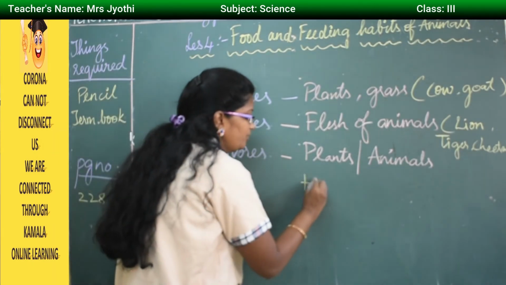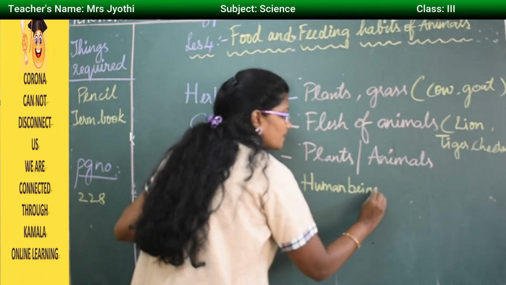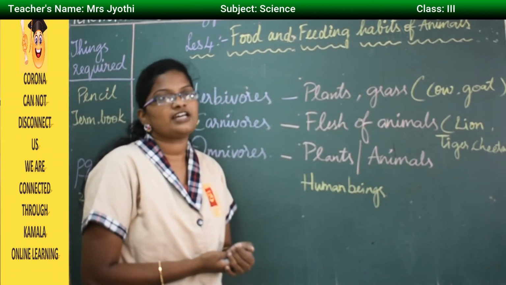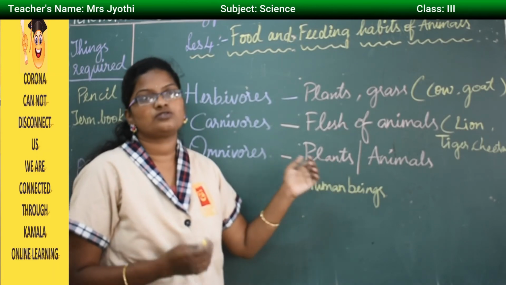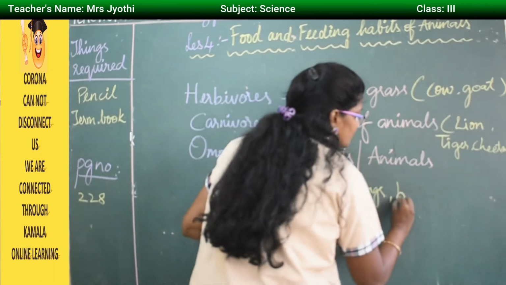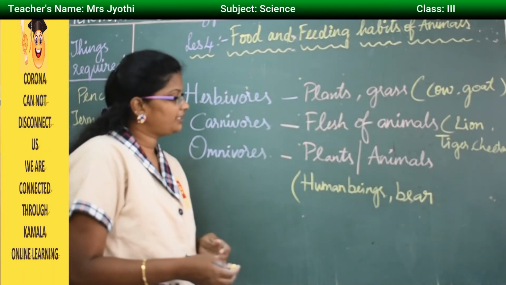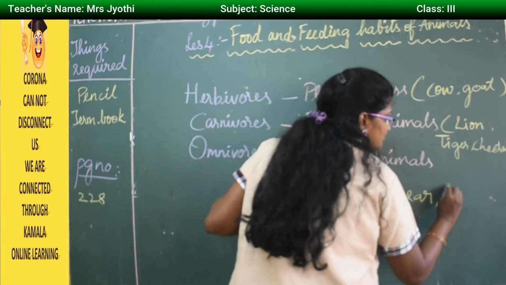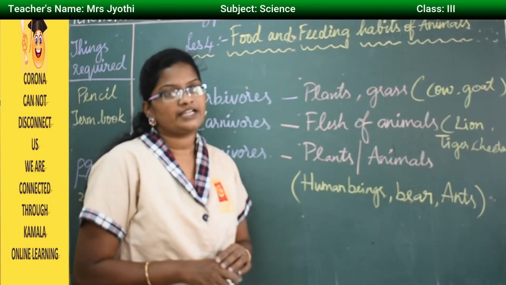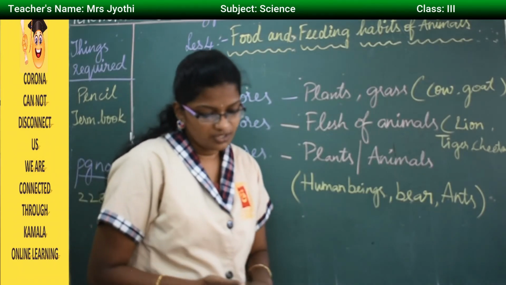So human beings. Human beings are omnivores. We eat flesh as well as we eat the plants also. So plants and animals we eat together. Then a bear. It also eats both plants and animals. Then ants. Ants also eat both plants and animals. So these are the examples of herbivores, carnivores and omnivores.